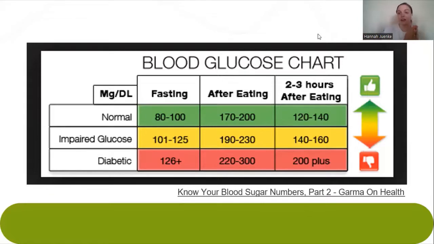So fasting, again, that is not having any food or drinks except water for 8 to 12 hours, and then we take a blood sugar test. And if it's over 100, that's considered high. And then after eating is different. See, it jumped up quite a bit. So if it's between 170 and 200, then that's considered normal. And if 2 to 3 hours after eating, if it's between 120 and 140, that's normal. And if it's over 140, that's a little high. So again, it's just different on when you eat and what's currently in your system.